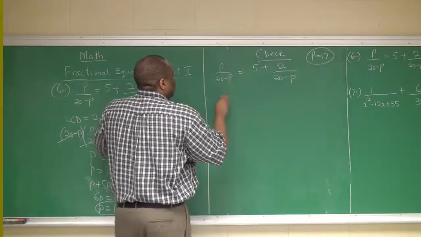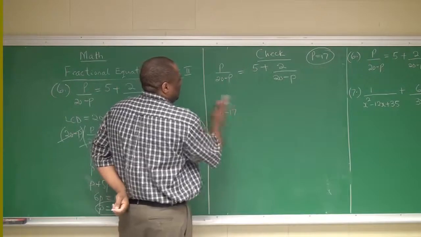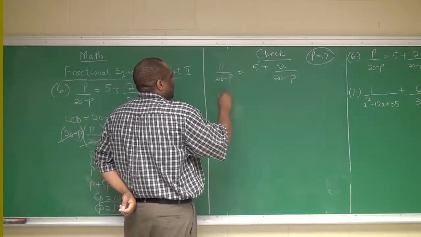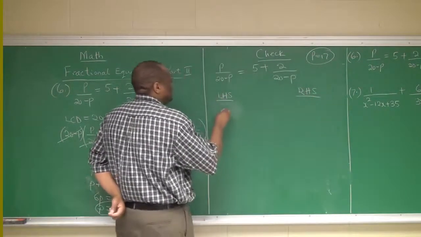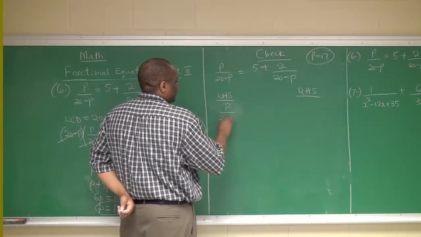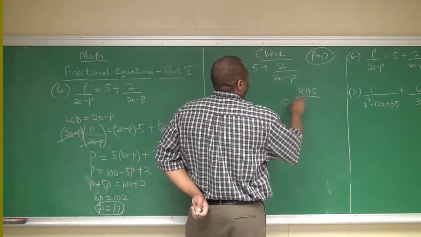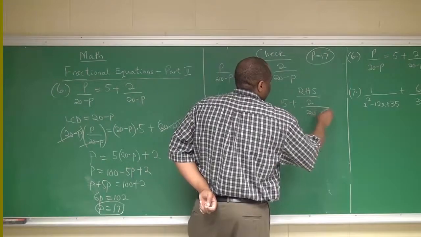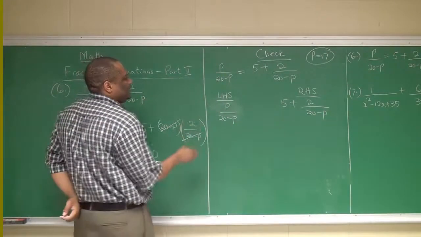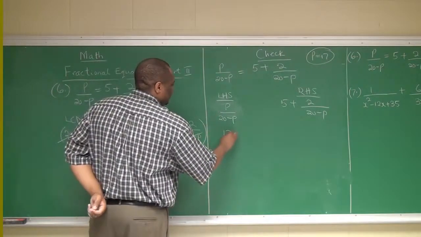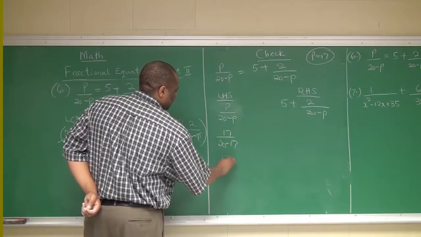So this will be P over 20 minus 17. I'm sorry, let's try the left-hand side and right-hand side. So left-hand side is what? P over 20 minus P. And the right-hand side is what? 5 plus 2 over 20 minus P. Okay? So our P is 17. So this will be 17 over 20 minus 17. And that will give us 17 over 3.